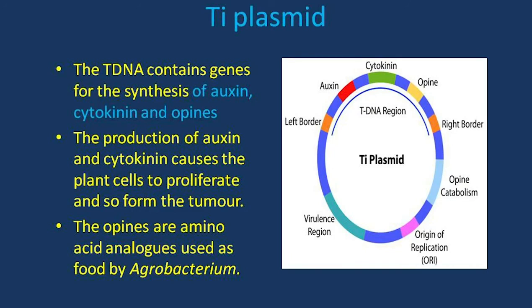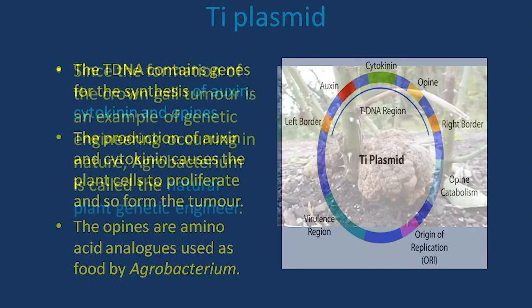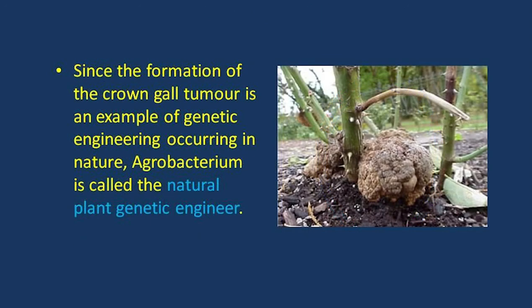The transformed plant cell produces large amounts of auxin and cytokinin, which are cell division inducing hormones. So this plant cell divides repeatedly to form a tumor. The opines are actually amino acid analogs used as food by the Agrobacterium. Since the formation of the crown gall tumor is an example of genetic engineering occurring in nature, Agrobacterium is called the natural plant genetic engineer.